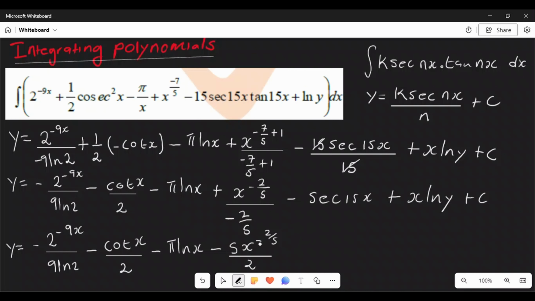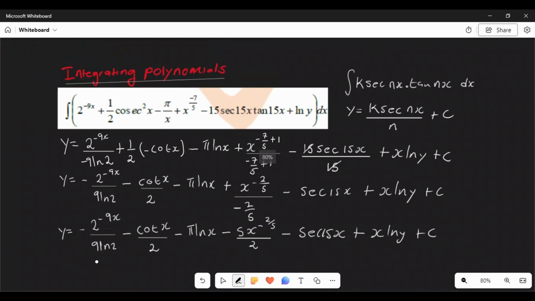All right, so basically this is how you do this one here. And then the remaining, they are okay the way they are. We're going to have sec 15x plus x natural log y plus c. So basically this is our final answer, guys.